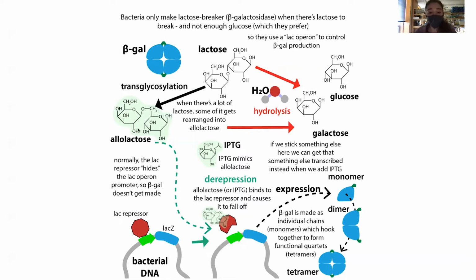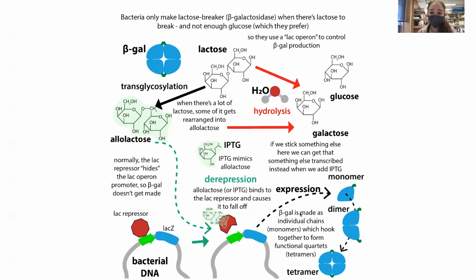Then this allolactose can bind to the lac repressor. When it binds, it causes the repressor to change shape a little, a conformational change, and then fall off. And once it falls off, now the RNA polymerase can bind. This LacZ can get expressed, so the beta-gal gets made.